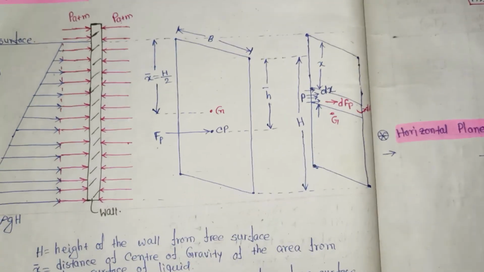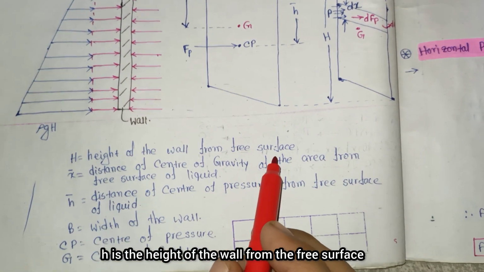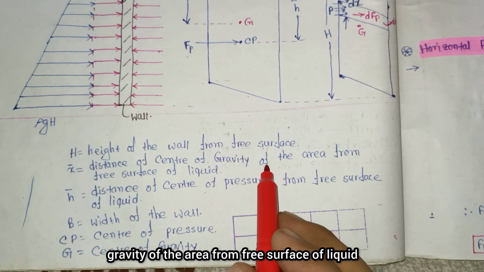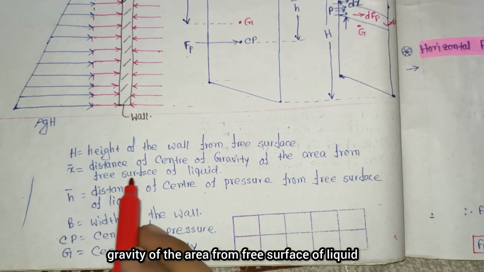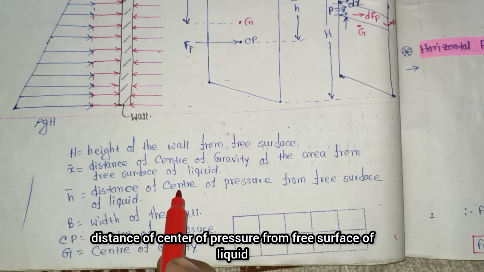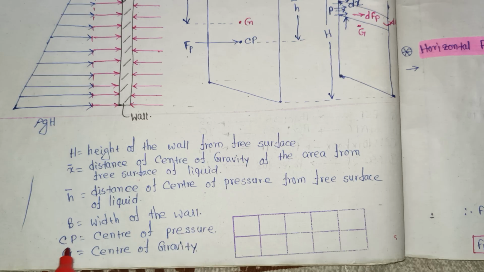Here h is the height of the wall from the free surface. X bar is the distance of the center of gravity of the area from the free surface of the liquid. H bar is the distance of the center of pressure from the free surface of the liquid. B is the width of the wall, Cp is the center of pressure, G is the center of gravity.